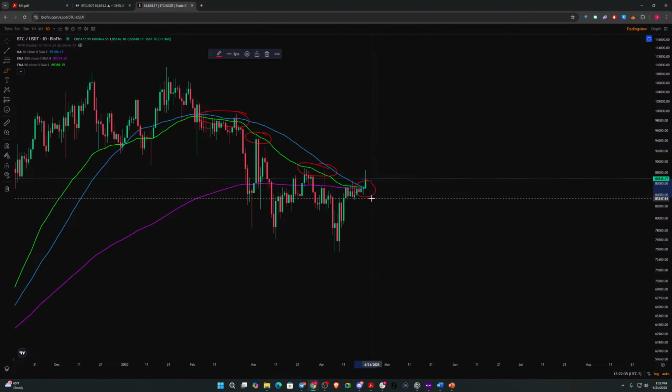And I posted this in my Bitcoin market update. As I said, guys, we just crossed above all three of these EMAs, which have acted as resistance in the past since the beginning of February. So this is very, very important.